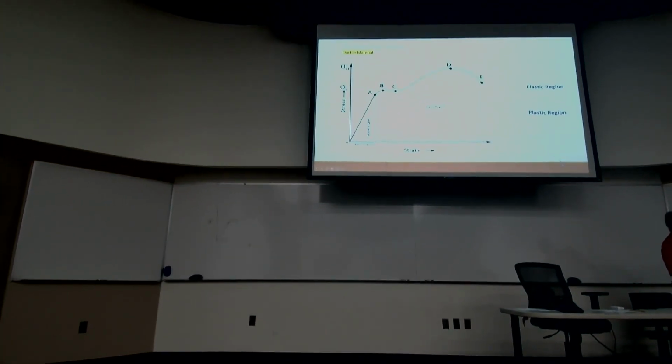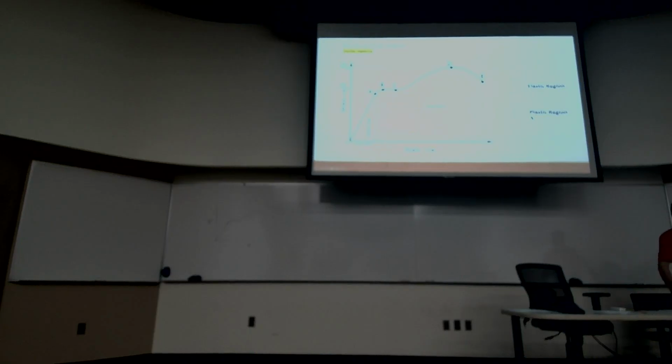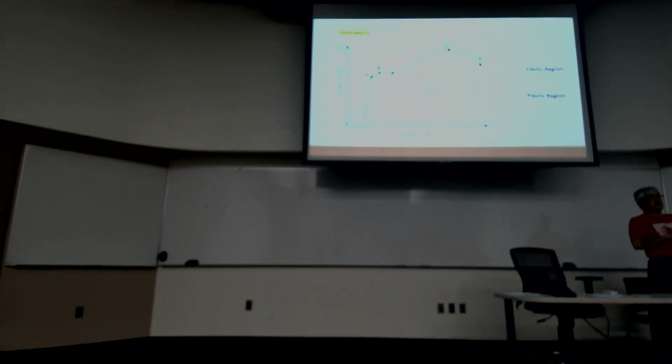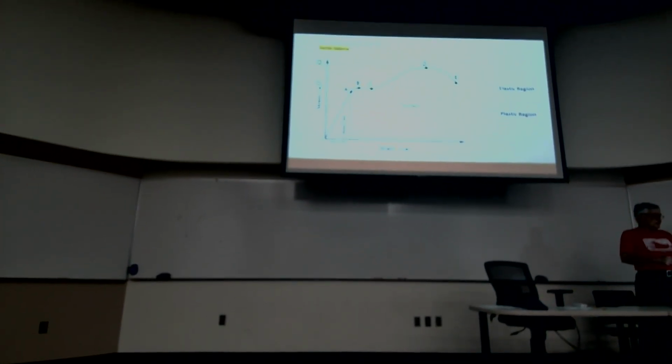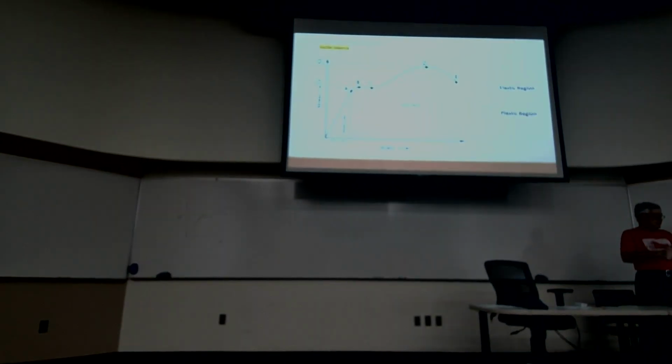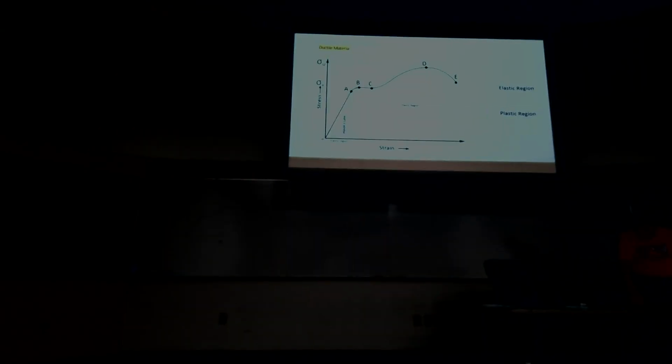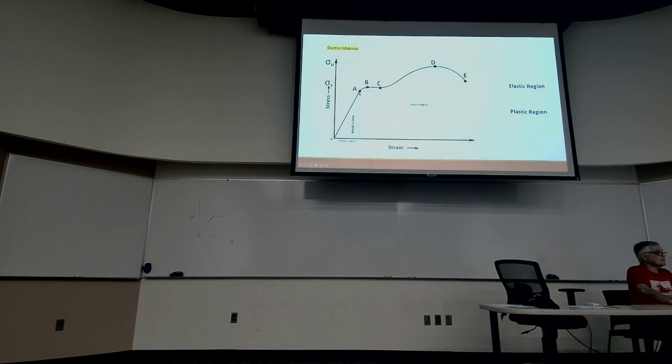And there's a plastic region shown in this color. I think maybe beige is a good name for it. So initially, we start out with a straight line from the origin to point A. So this is called the linearly elastic region.